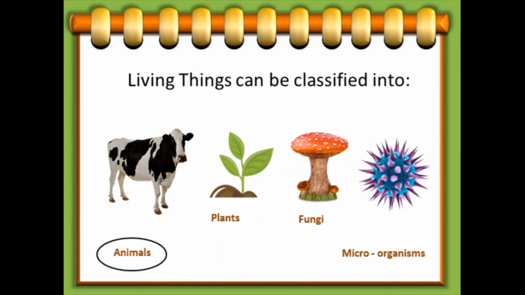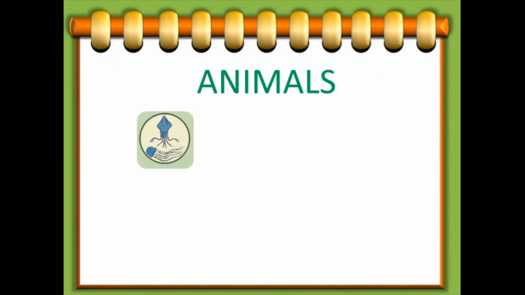animals first. Let's try to see what are with animals and why they are considered living things. Animals can also be classified into many groups. First, we have this one. You call this invertebrates. We also have fish.